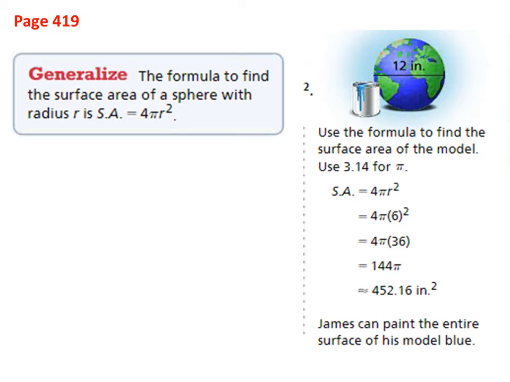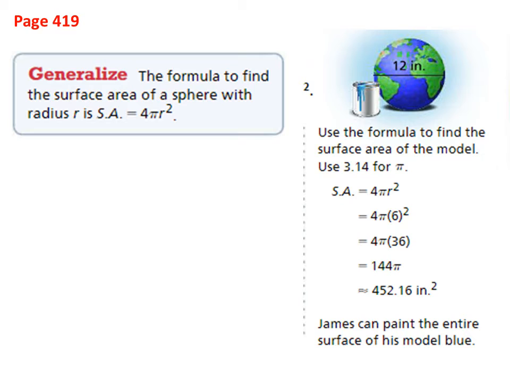Example. Look at this sphere. This is a model for the earth. The question: use the formula to find the surface area of the model. Use pi equals 3.14. Of course, as we said, the surface area of a sphere equals 4 pi r squared.